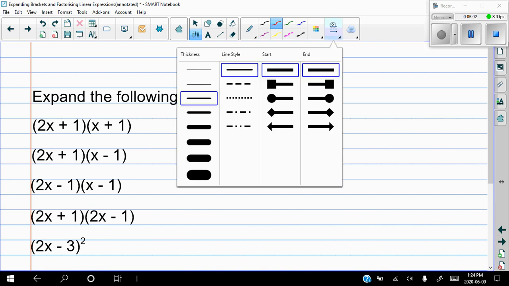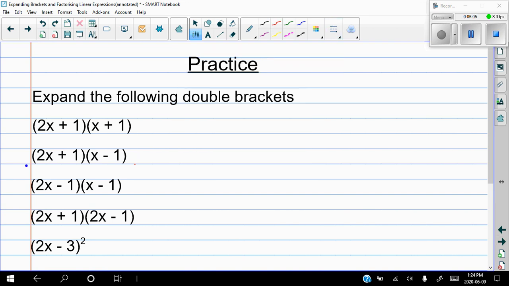Okay, welcome back. So here we're going to go through. So 2x times x is 2x squared. Our next term, we're going to get 2x times 1, so we're going to get plus 2x. Then we're going to get 1 times x, so plus x. And then 1 times 1, which is simply 1. So this is going to simplify down to 2x squared plus 3x plus 1.